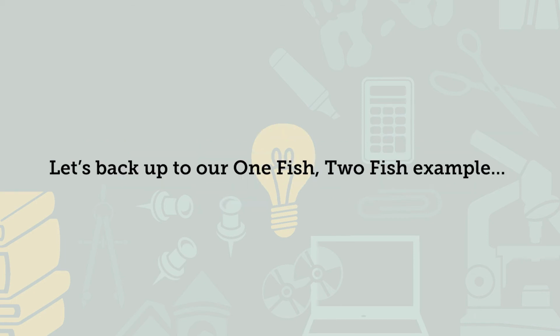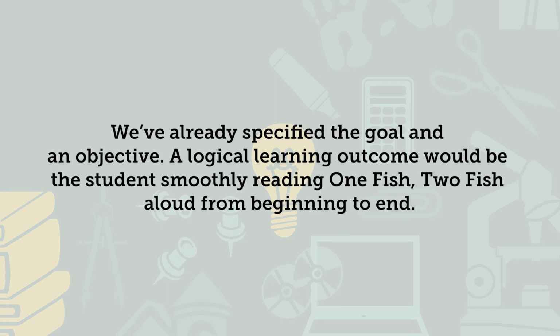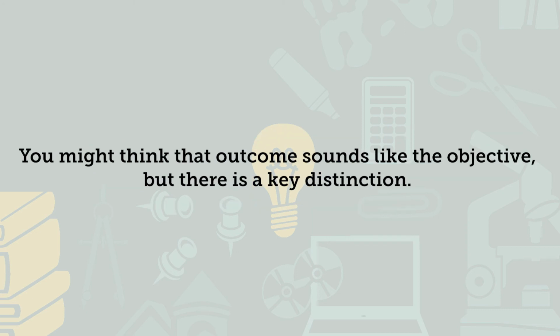Let's back up to our One Fish, Two Fish example. We've already specified the goal and an objective. A logical learning outcome would be the student smoothly reading One Fish, Two Fish aloud from beginning to end. You might think that outcome sounds like the objective, but there is a key distinction.